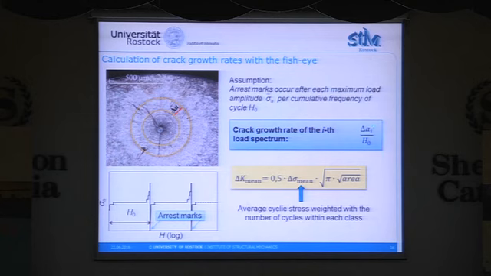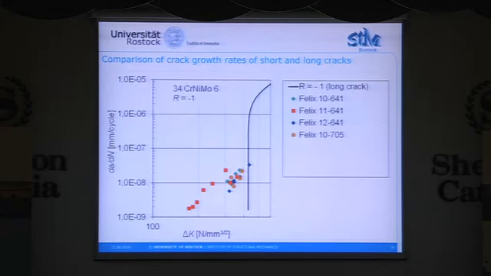And we can also calculate a mean cyclic stress value by the mean value of the average cycle of the cyclic stress, weighted with the number of cycles within each class. If we do this, you can see these fatigue crack growth rates, which are below the long crack growth behavior, shown here with a solid black line.